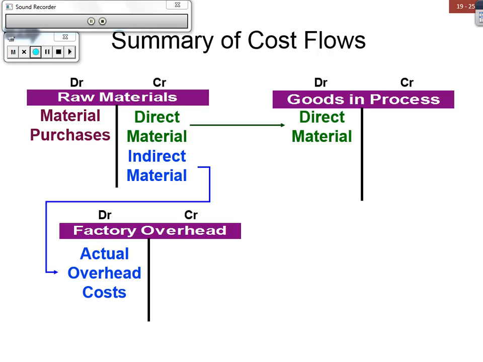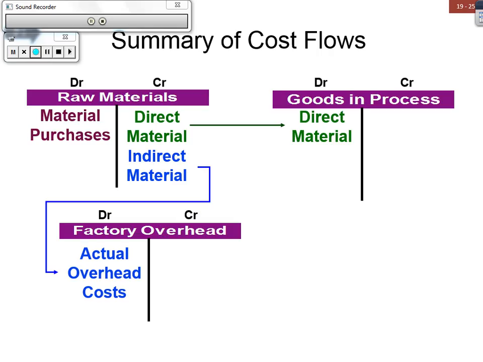So with raw materials, on the debit side, we care about what has been purchased, right? Direct material and indirect material go over to goods in process, and it's no longer considered what at that point? Direct material goes over to goods in process. Where does indirect go? Remember that cost flow before? What did we say before? Direct materials go straight to goods in process.